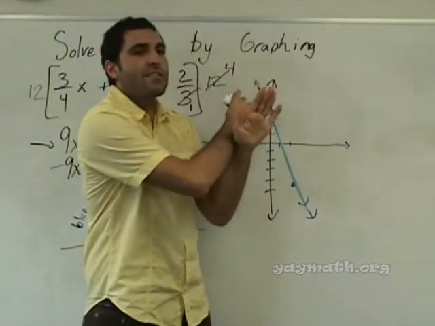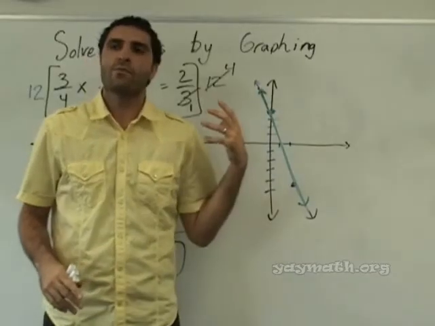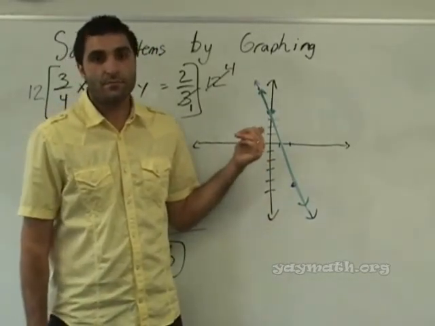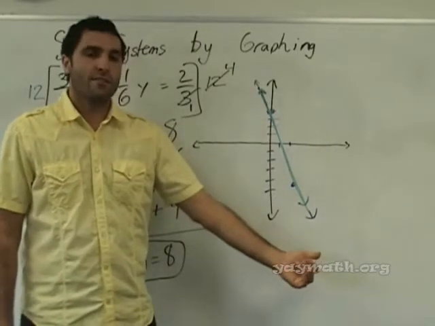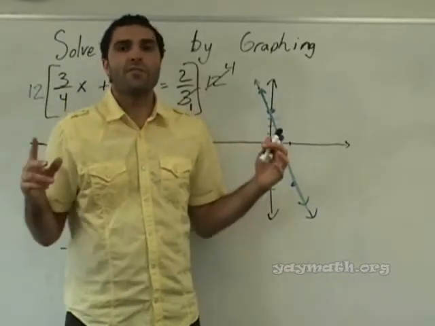Because where the lines intersect is a solution for both, correct? And the point that they intersected, the last one, was the point 3, 2. Where do these two lines intersect? Everywhere on the line. Correct. In other words, will any number work for these lines?